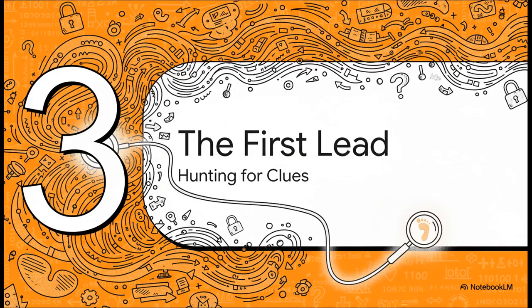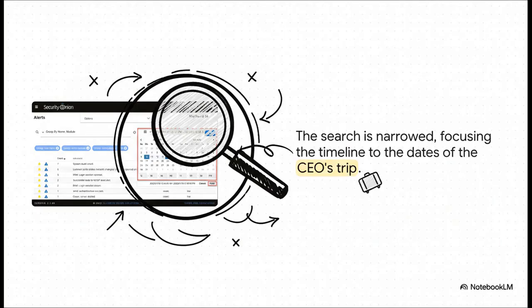Okay, so with all the evidence loaded up, the real detective work can finally start. But now our investigator is staring at this massive sea of data. The goal? Find that one single thread, that one first clue that's going to unravel this entire attack. So where do you even begin with all that data? Well, you narrow the search. We know the CEO was traveling between January 10th and 14th, so the investigator just uses a time filter to focus only on data from that trip.